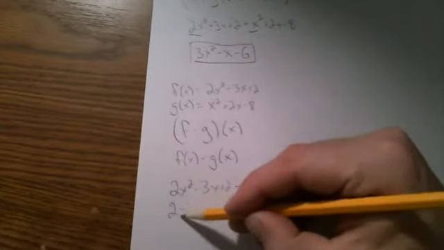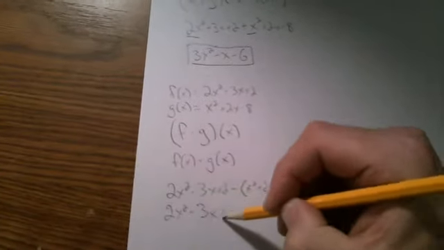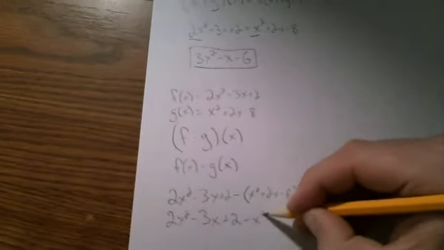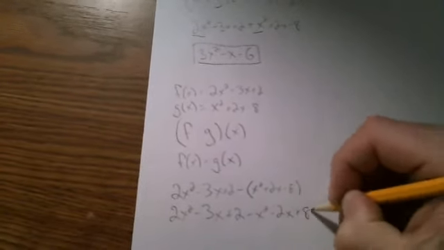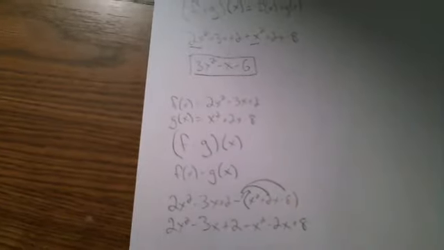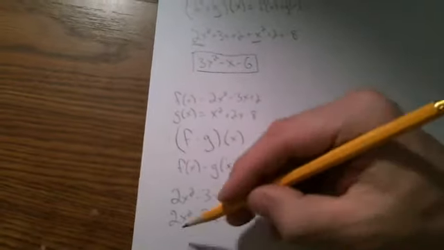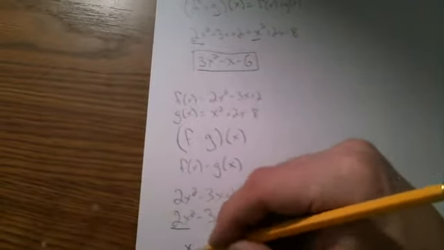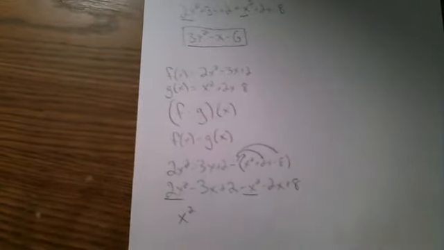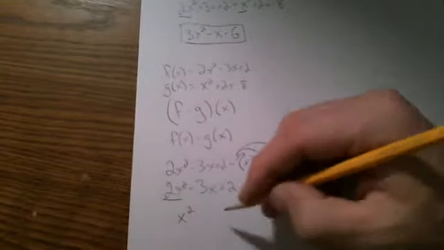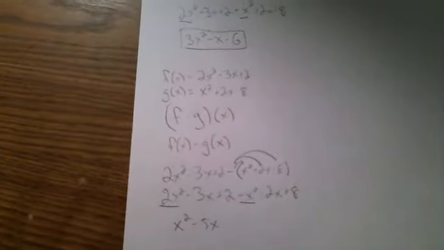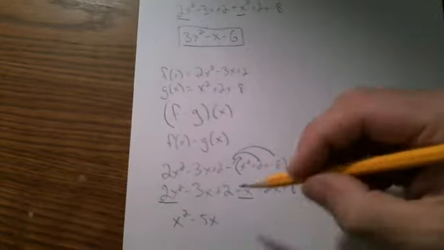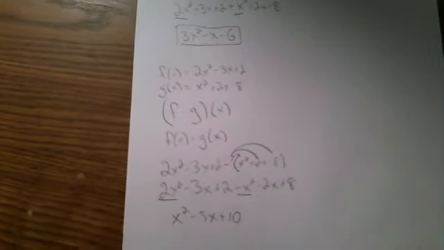Distribute the negative. 2x squared minus 3x plus 2 minus x squared minus 2x plus 8. Just distribute to all three terms. And now we'll combine like terms. 2x squared minus x squared is x squared. Negative 3x minus 2x is negative 5x. And positive 2 plus 8 is positive 10. Alright, there's addition and subtraction. Now we'll do a little multiplication and division.